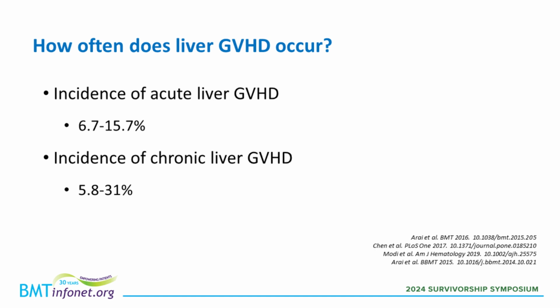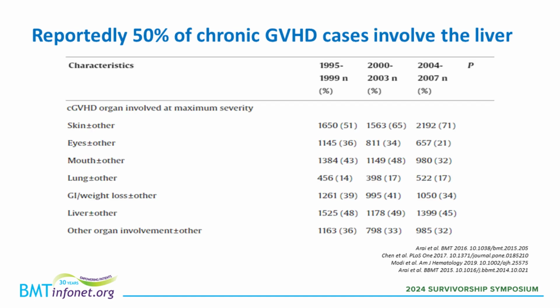The rate of occurrence or incidence of liver GVHD is more common in chronic than acute. While these ranges, as you're seeing them here, 6 to 15% for acute and 5 to 31% for chronic, do overlap, most reports would say that rates of acute liver GVHD are near the lower end, towards the 6%, whereas chronic liver GVHD, most reports would say more towards the higher end, towards the 30%. We'll go into that a little bit more. Next slide.